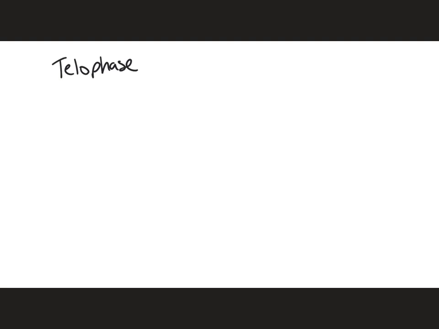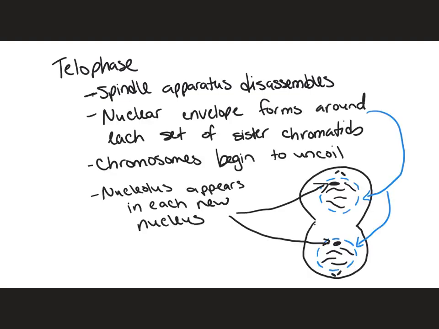Telophase, the last phase, is almost the complete opposite of prophase, where everything started. In telophase, the spindle apparatus is going to disassemble because now the chromosome information is on separate sides of the cell and it's not needed anymore. The nuclear envelope is going to form around each set of sister chromatids, and the chromosomes are going to begin to uncoil. The nucleolus is also going to reappear in each new nucleus.